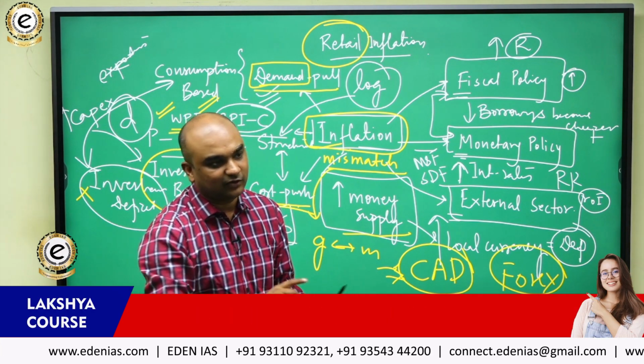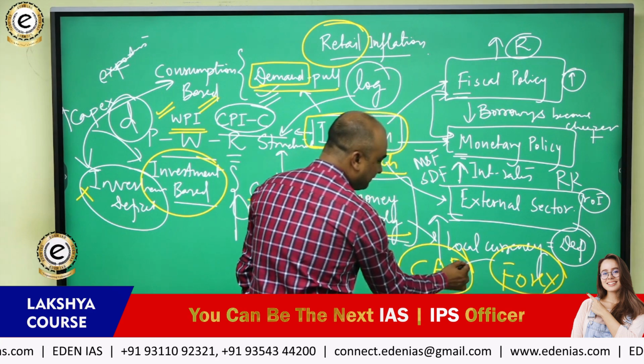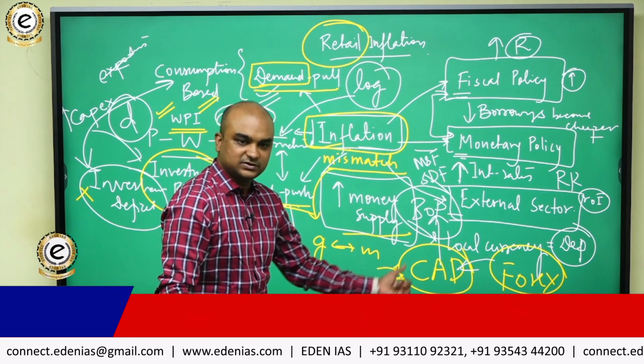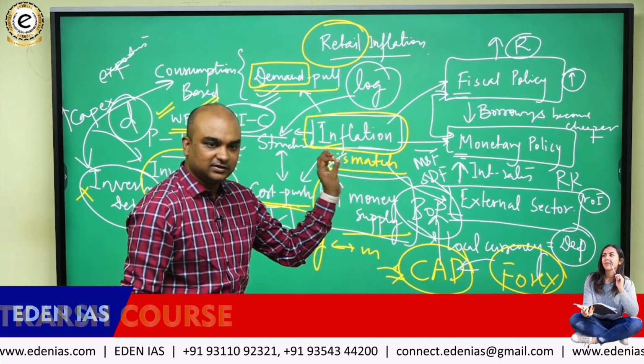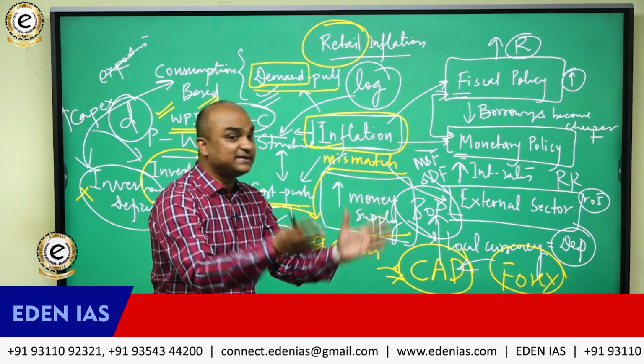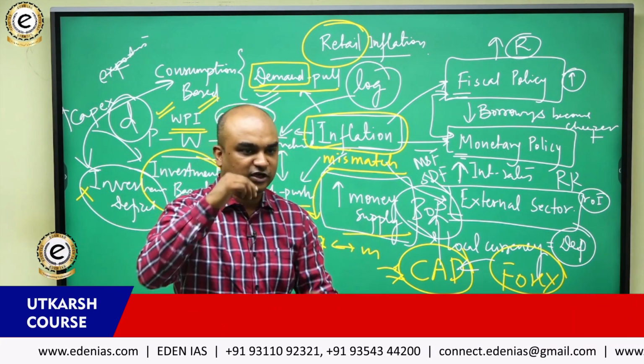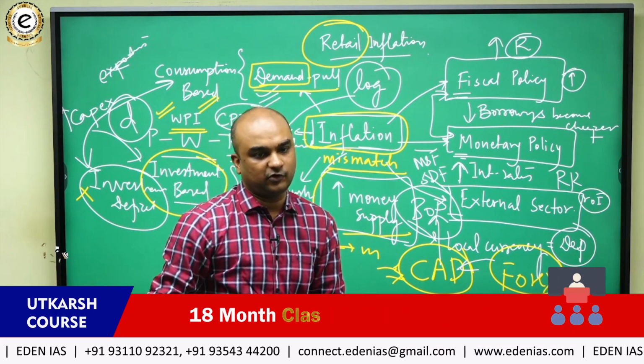So net में क्या होता है, हमारे पास इतना बच जाता है कि हम बैलेंस ऑफ पेमेंट को बैलेंस भी कर लेते हैं. It means जो हमारा CAD है उसको, डेफिसिट को हम भर भी लेते हैं, उसके बाद भी पैसा बच जाता है. We add it to the forex reserve. That's why there is a continuous increase in forex reserves.